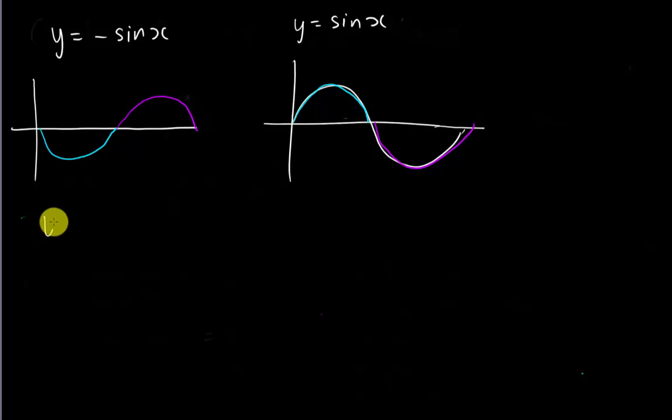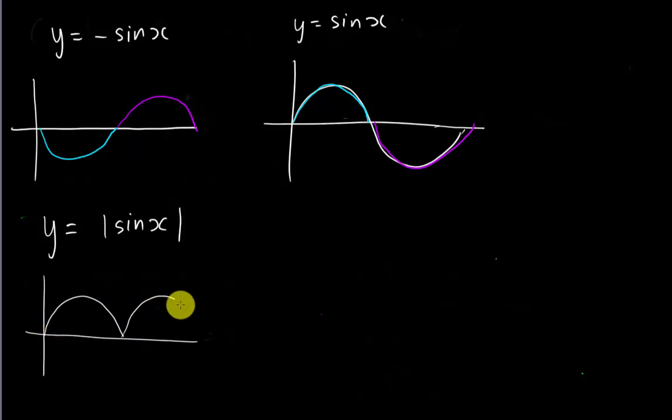Okay. What if I have modulus sine x? Modulus sine x means what? Whatever is in the positive will remain positive, but whatever is in the negative will flip to the positive. So that means my sine graph will look like this. This negative part actually flips over to become like this. This one is y equals modulus sine x.